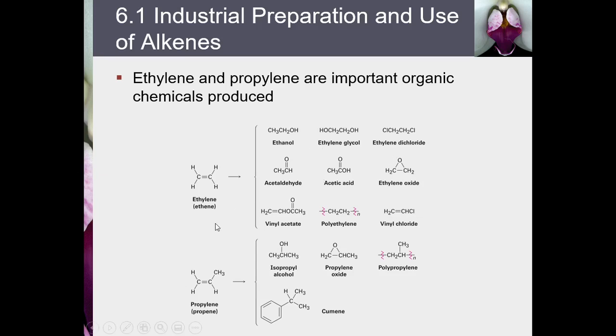And ano ba ang uses nitong ethylene and propylene? So, ethylene and propylene, this will serve as starting materials. So, starting materials ng iba't iba pang mga organic compounds. Like for example, ethylene or ethene is used to produce ethanol. So, ethanol, it's ethyl alcohol, yung ginagamit natin to sanitize our hands.